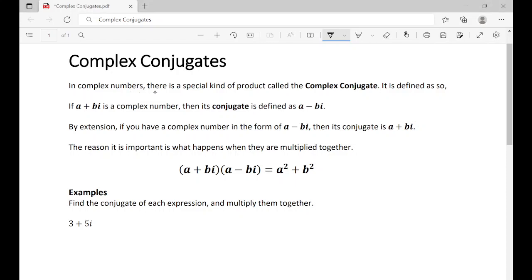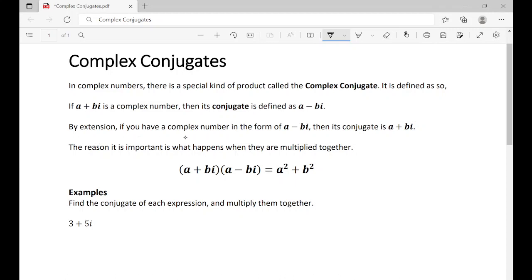In complex numbers, there's a special kind of product called the complex conjugate. It is defined as so. If a plus bi is a complex number, then its conjugate is defined as a minus bi. It's essentially just taking the exact same number, but changing the sign in the middle.